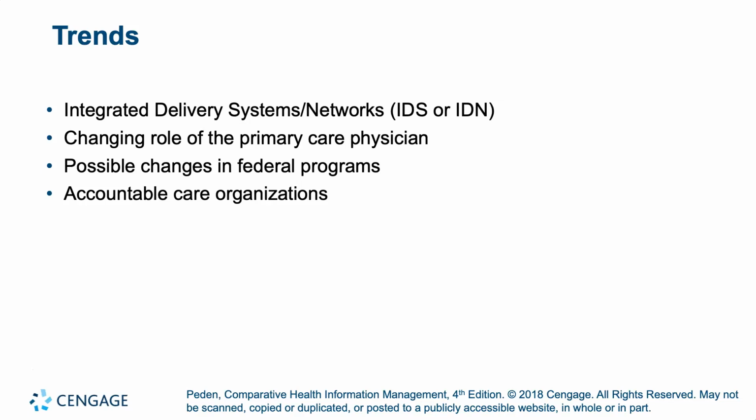Possible changes in federal programs are constant. Federal programs never stay the same, ever, ever, ever. They change every year. And then accountable care organizations are a relatively new trend. Most of those were developed about 5 to 7 years ago. And so really they're getting kind of no longer a new trend. Most of those that were going to be established have been established, and you can go out and take a look at those as well.